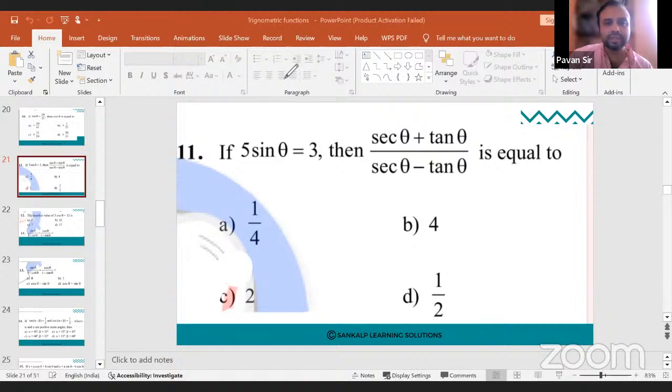Apeksha has given the answer as B. Jyoti Laddi has given the answer as B. Let's see.